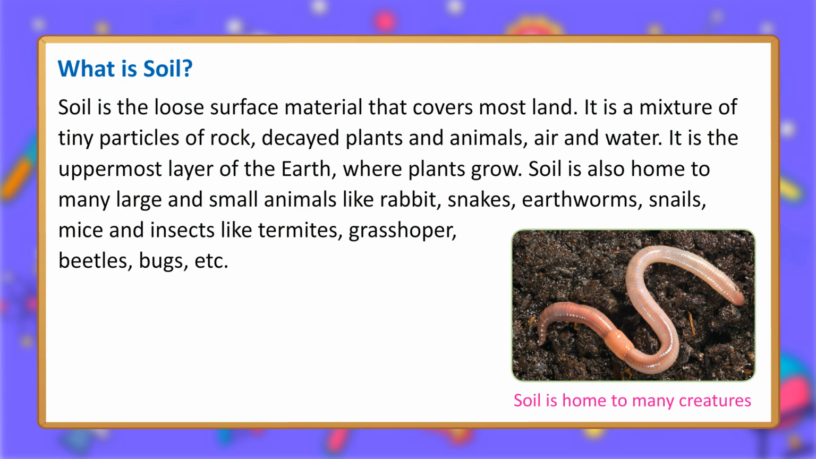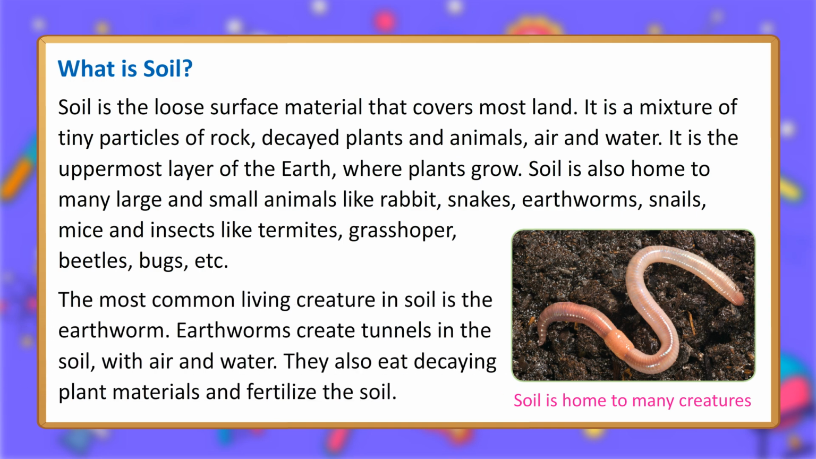What is soil? Soil is the loose surface material that covers most land. It is a mixture of tiny particles of rock, decayed plants and animals, air and water. It is the uppermost layer of the earth, where plants grow. Soil is also home to many large and small animals like rabbits, snakes, earthworms, snails, mice and insects like termites, grasshoppers, beetles, bugs, etc.